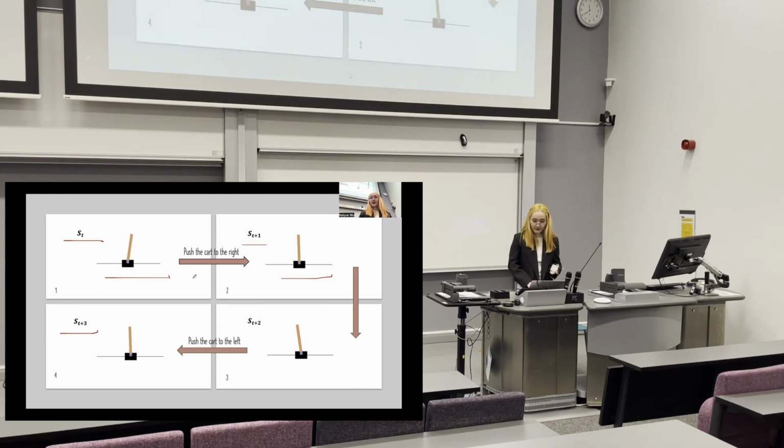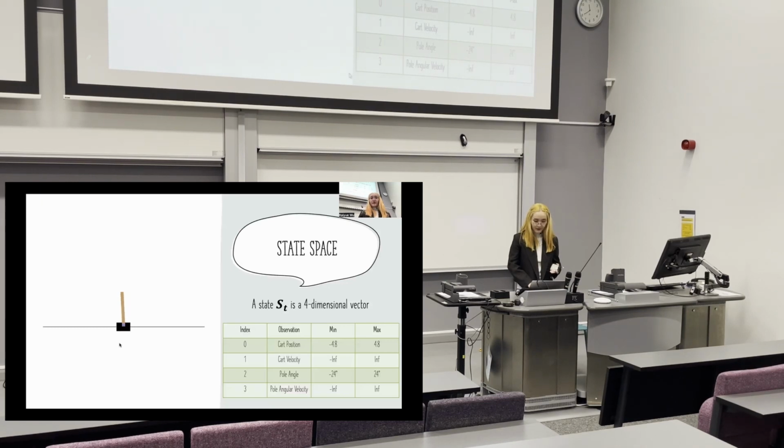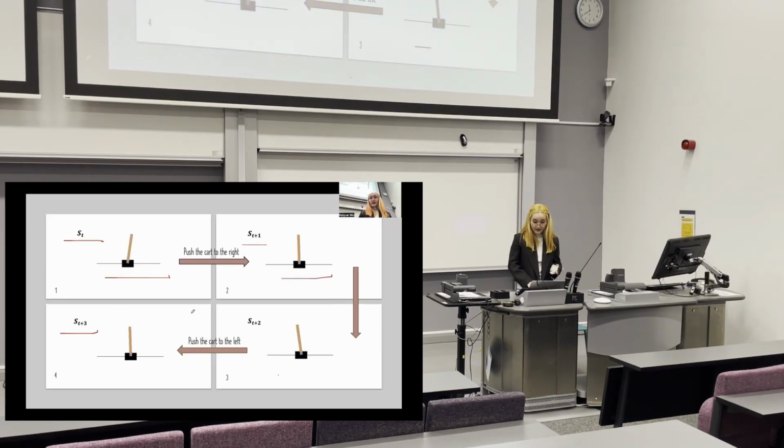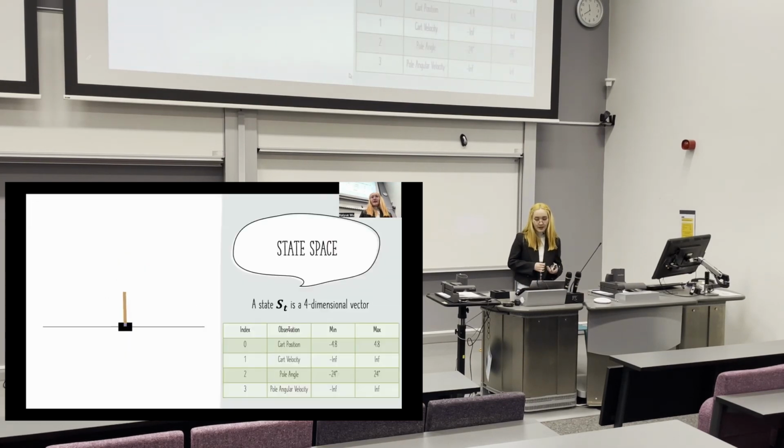And then the pole again falls towards the left side. And now we push the cart a bit to the left, and it again returns back to the upright status. Then we will be looking at those basic concepts of reinforcement learning one by one.